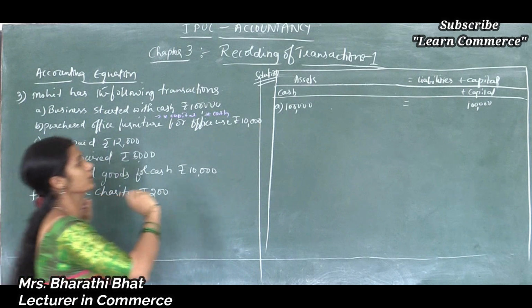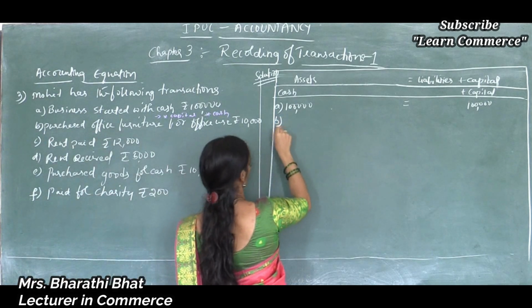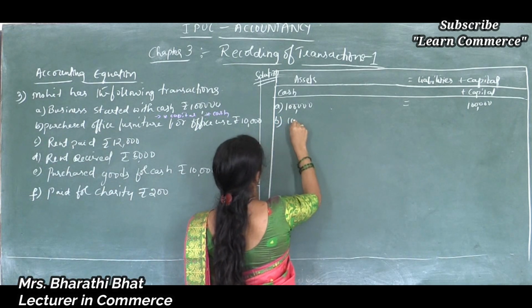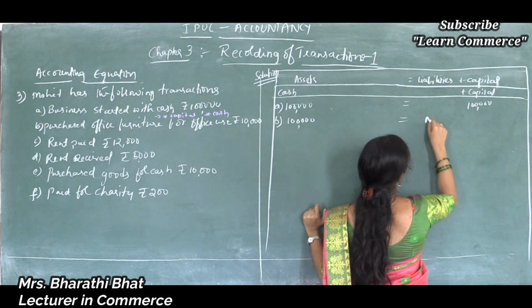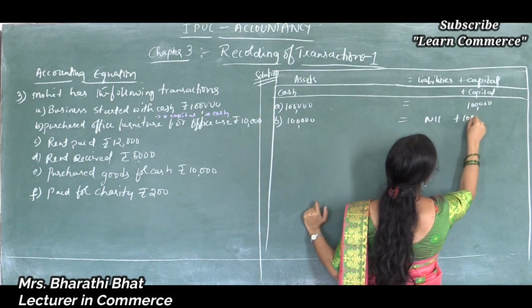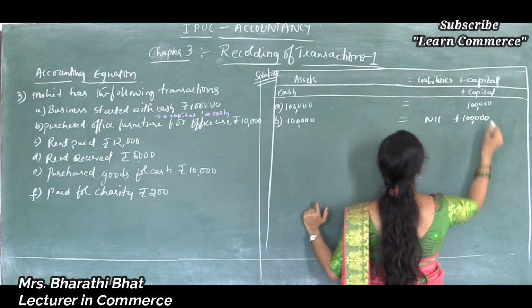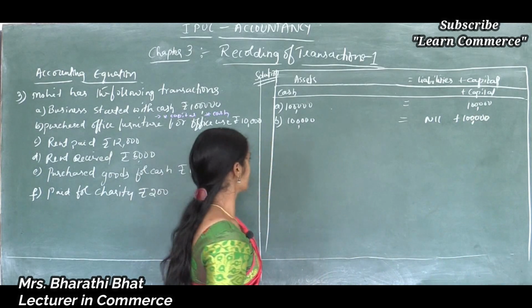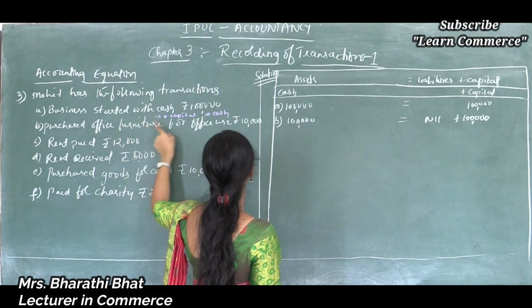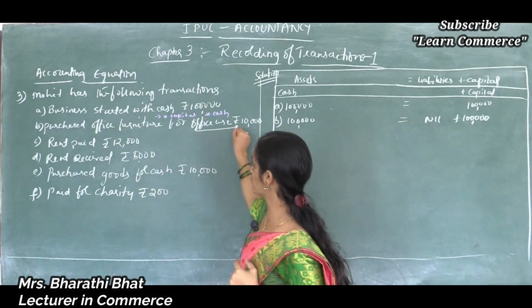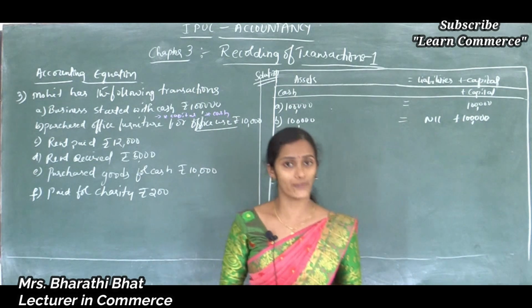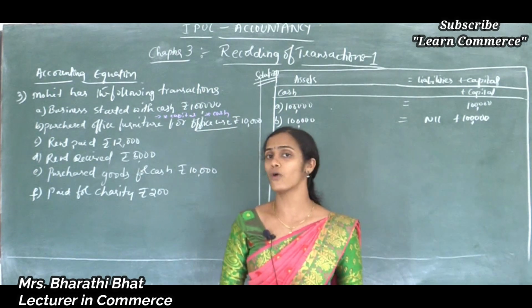Before going to the second transaction, 1 lakh as it is, there is no other effect, nil liabilities plus 1 lakh plus 1 lakh. And see the second transaction: purchased office furniture for office use.